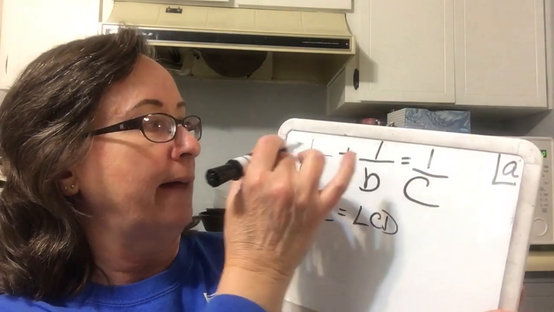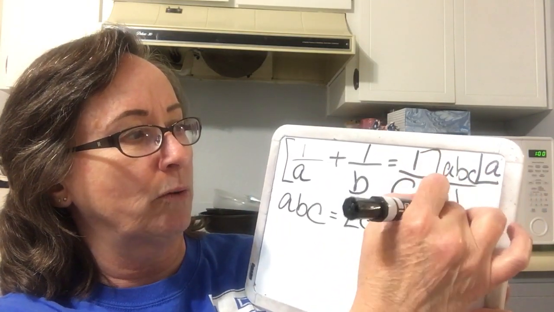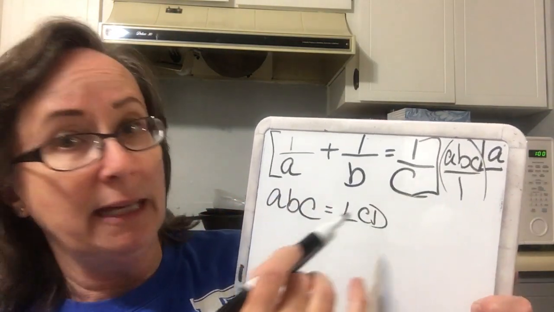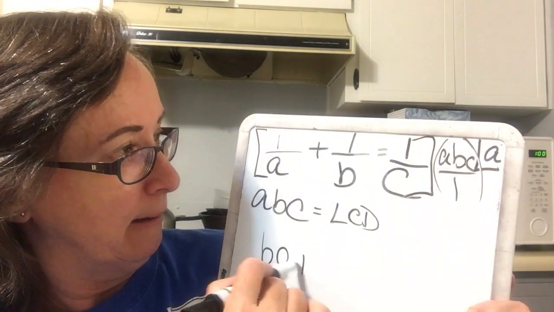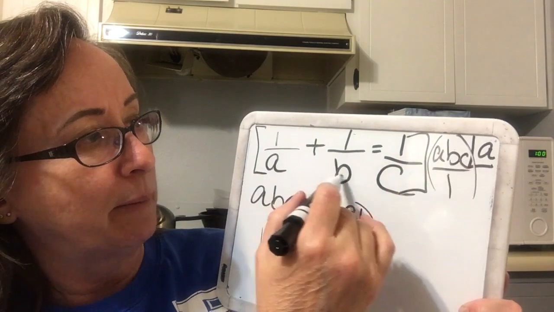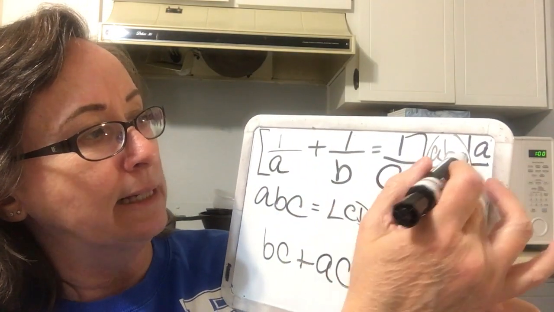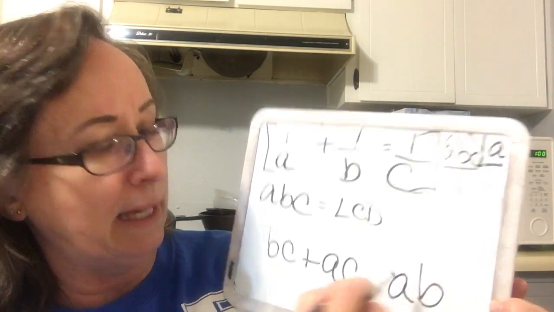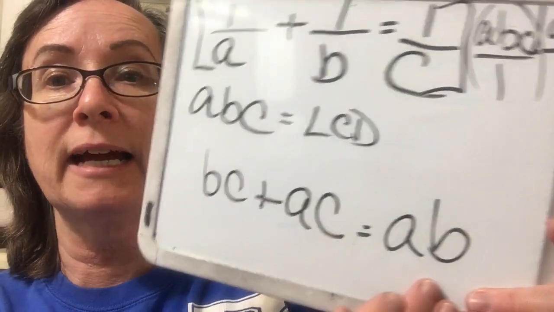So now I'm going to multiply the whole thing on both sides by a, b, c over 1. 1 over a times abc is going to cancel out the a and leave me with bc. Then I have my plus sign. 1 over b times abc, I'm going to cancel out my b's and leave ac. 1 over c times abc, I'm going to cancel out my c's and leave ab. So I no longer have a rational expression. I've got a nice little equation.